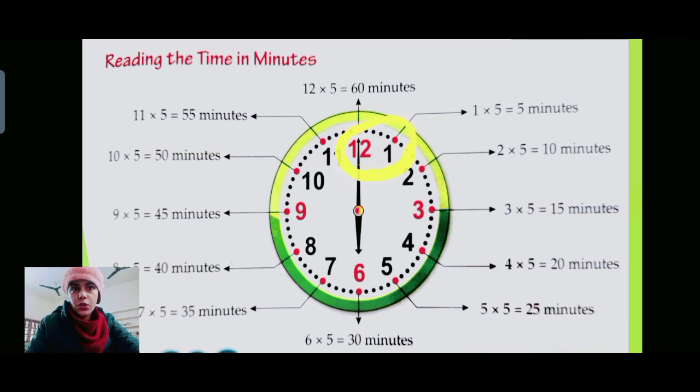That means this 12 will complete 60 minutes. Understood, children? And we all know that 60 minutes means 1 hour. So in 1 hour there are 60 minutes. In 1 minute there are 60 seconds.